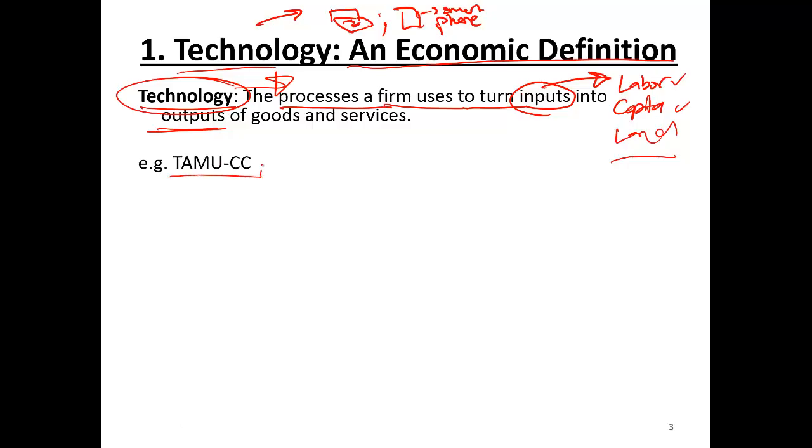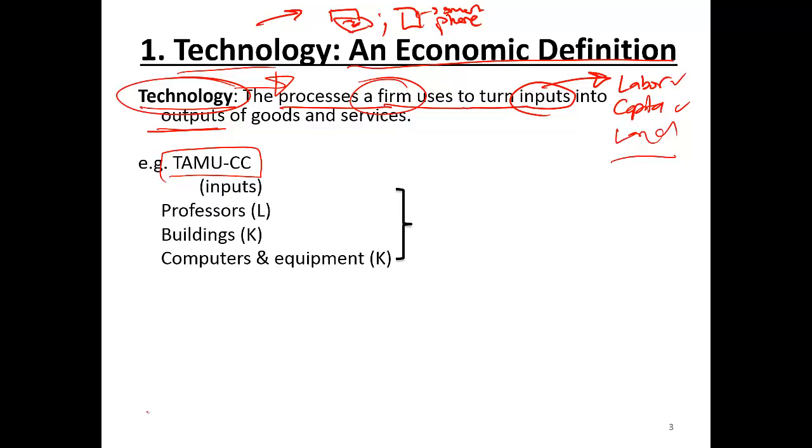For instance, Texas A&M Corpus Christi, yes, is a university. It's a public university, but still it is, so to speak, a company. I don't want to say company. It's not a for-profit company. It aims to maximize education, but still it's a firm that uses different inputs or factors of production. It puts professors, the labor component of production, at Texas A&M University Corpus Christi. Buildings are the capital component, computers and equipment capital component.